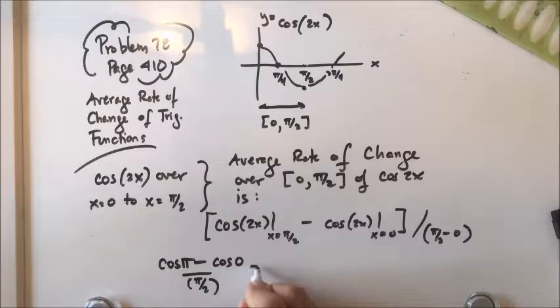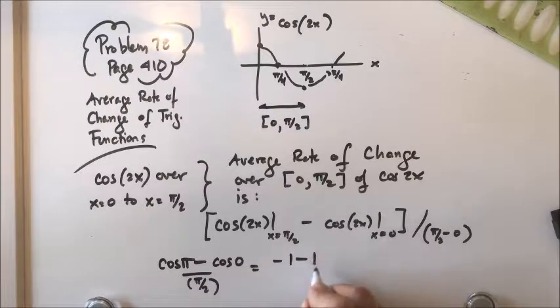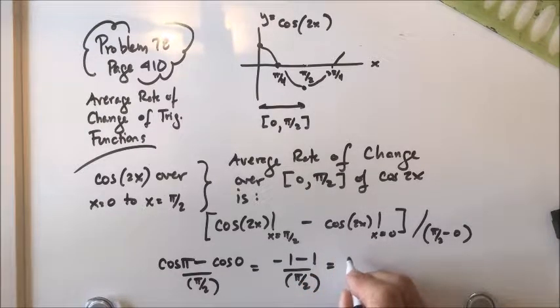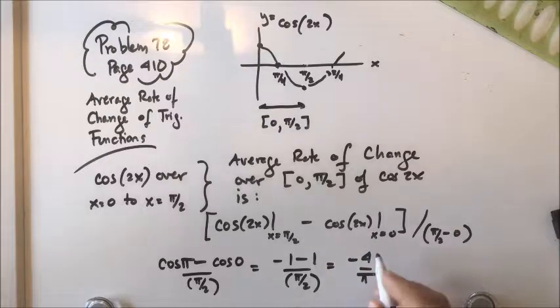So I'm ready to put some numbers against this. Cosine of pi is -1. Cosine of 0 is 1. I got pi over 2 down here. So I got a -2 up on the top. I'm going to multiply top and bottom by 2 over pi, and I'm going to end up with -4 all over pi.